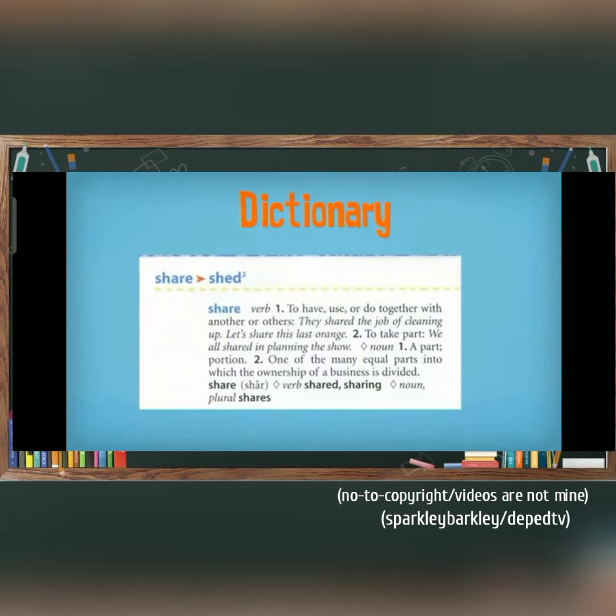Here's an example of the definition for the word share. It shows you the word. It tells you the part of speech, which is a verb. It gives you definitions and example sentences, and there's even guide words at the top of the page. The guide words tell you the first and last words on that page.